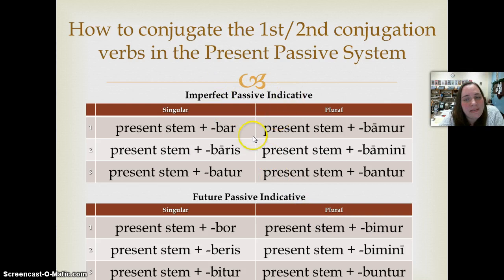Imperfect passive indicative: you need the present stem, and then you add the imperfect passive endings: bar, baris, batur, bamur, bamini, bantur. Future passive indicative: you need the present stem, and then you add the future passive endings: bor, beris, bitur, bimur, bimini, buntur. Okay? So you just have to memorize those endings.